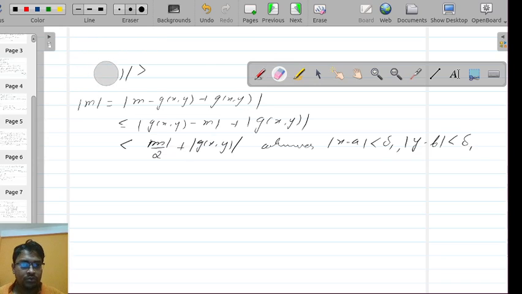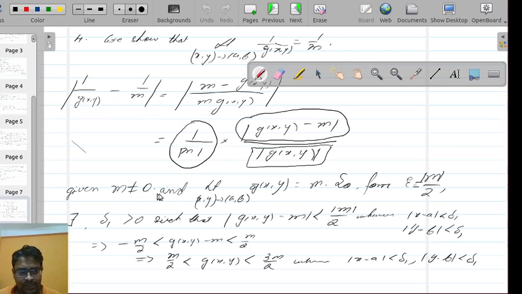Just let me remove this. So we have mod of m can be written as this. Let me edit the last page. Given m is non-zero and limit of g of xy as xy tends to ab is m, for epsilon equal to mod m by 2, there exists a delta 1 greater than 0 such that this happens, because m may be negative. Earlier I made a mistake there. So let us take epsilon equal to mod m by 2. Then there exists a delta 1 greater than 0 such that mod of g of xy minus m is strictly less than mod m by 2. This part is not required here.